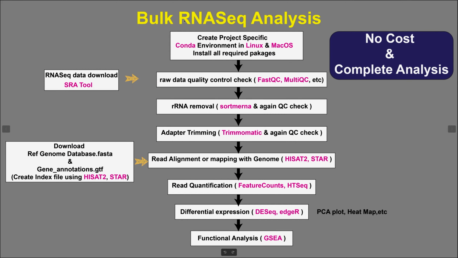This is the fourth part of the tutorial series on bulk RNA-Seq data analysis, and in this part I am going to show you how you can remove the rRNA from the FastQ file using the package SortMeRNA and also perform the QC check. So let's start.